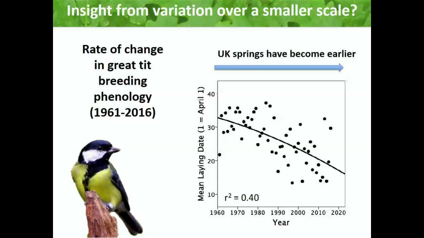So this figure just shows the population response of great tits to climate change in Wytham Woods. So you can see that as springs have become warmer over time, springs have become earlier over time, great tits are now laying about 2 weeks earlier than they were in the early 1960s. But are these means concealing interesting spatial variation?